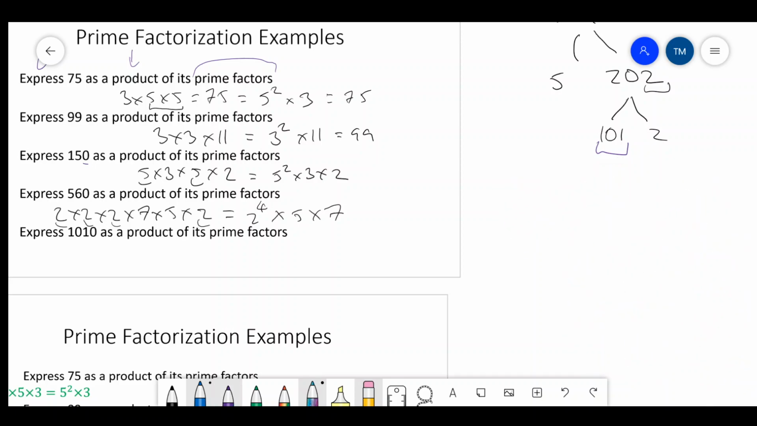So our result for this one is 2, 101 and 5. So our result for this one is going to be 101 times 5 times 2. This one is quite a hard one, I think, and would be worth a couple of marks in the exam, as it's not so obvious that 101 is a prime number.